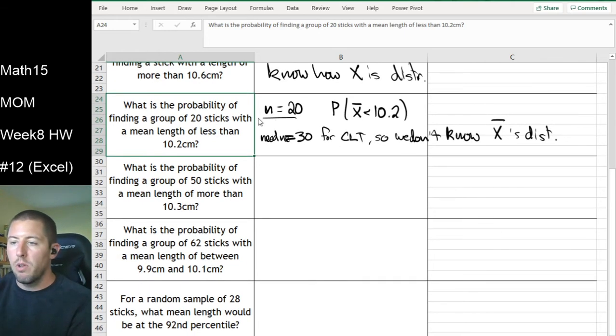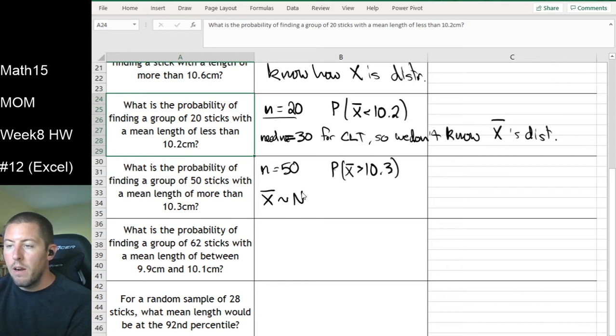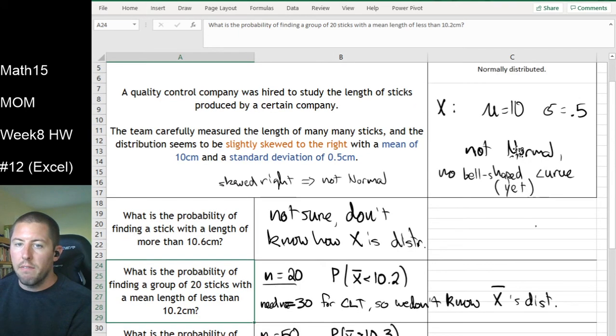But now what we're being told here is that we're going to find a group of 50 sticks. So now we've got a sample size of 50. We're interested in knowing what is the probability that if we take a sample of 50 sticks, our average will be greater than 10.3. I want to know what is the probability that x bar is going to be greater than 10.3. In this case now, since 50 is greater than 30, I can now say that I know the distribution of x bar. It's going to be normally distributed. It's going to have the same average as our underlying variable of 10.